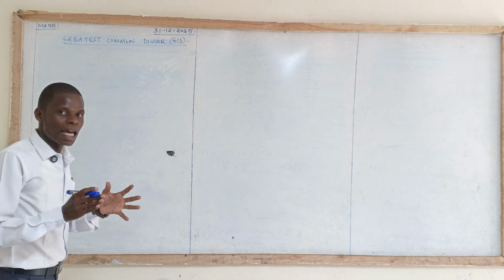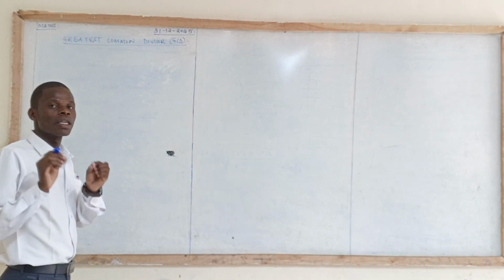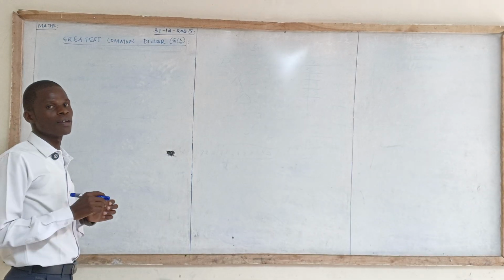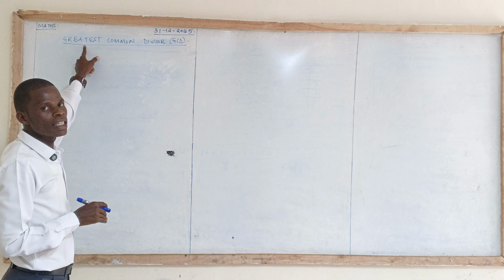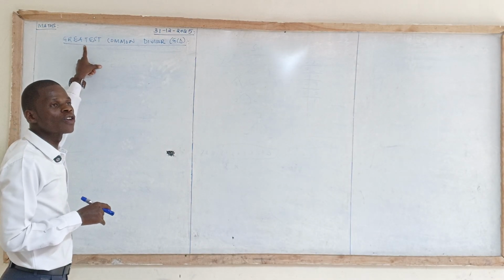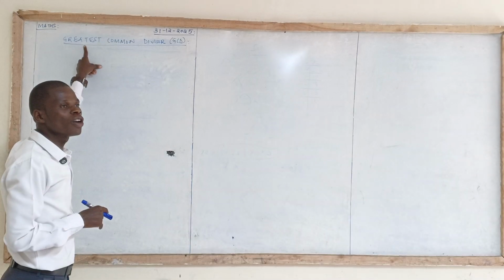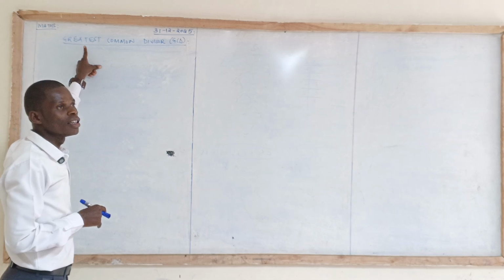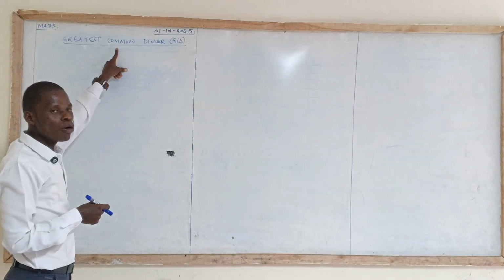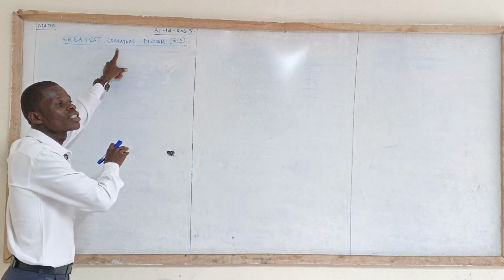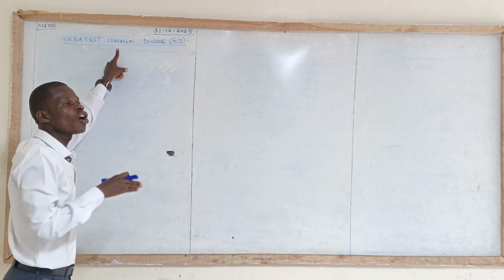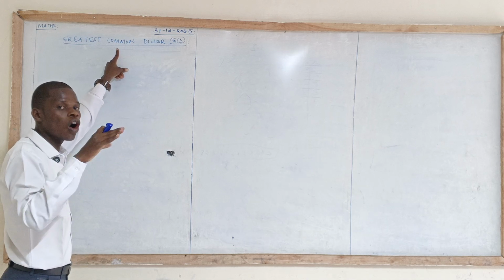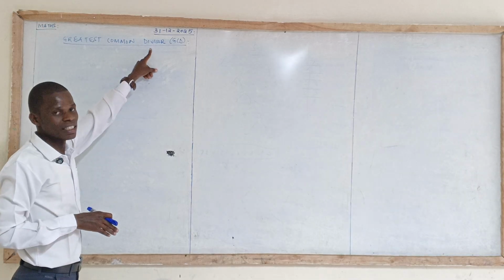What do you understand by the term greatest common divisor? What does it mean? Let us dissolve these words. Greatest, meaning biggest. You can call it the largest, you can call it the highest, something greater. Then common, meaning that it is for all the numbers you have. Then it is a divisor.